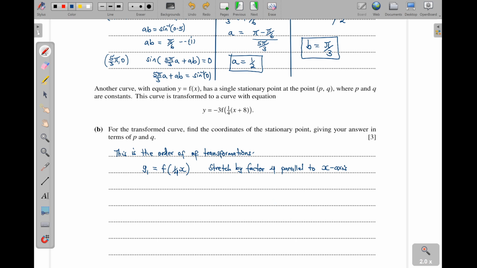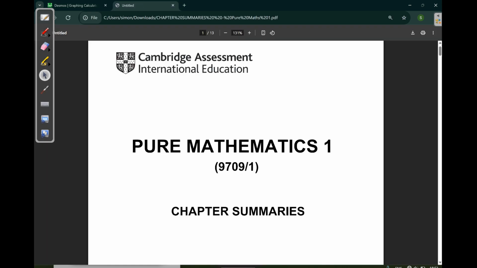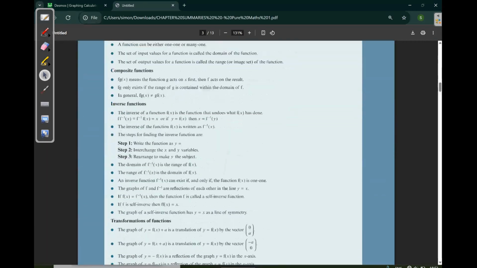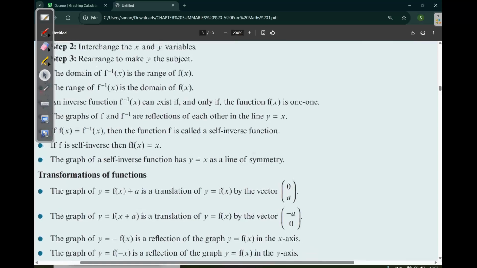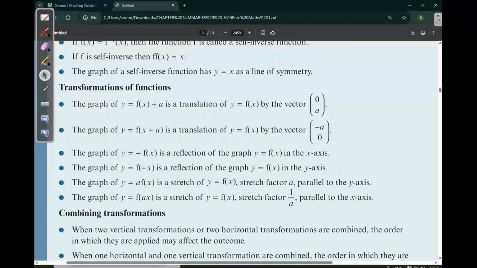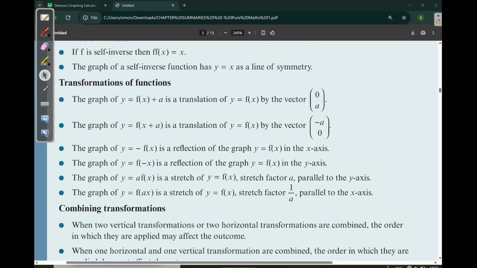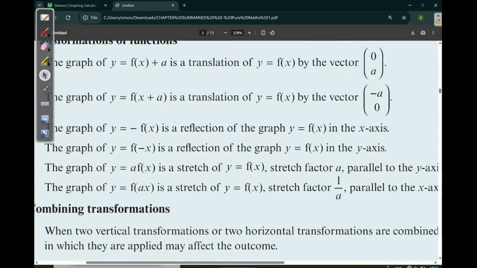Actually, in my chapter summaries here, if we can look at functions are here. So for stretch in the x, that is to do with the multiplication on the x. You see this ax here? Okay, look at that ax here. Then they are saying it is a stretch factor 1 over a, parallel to x-axis.